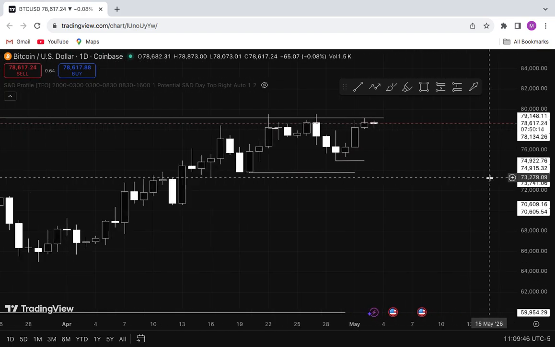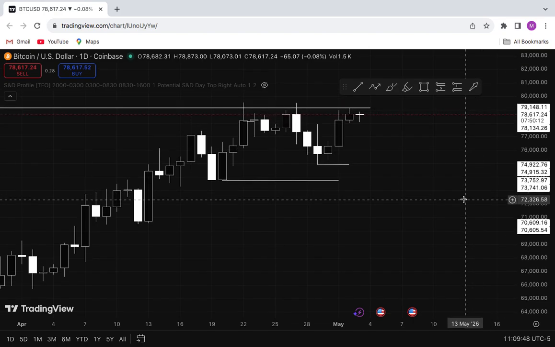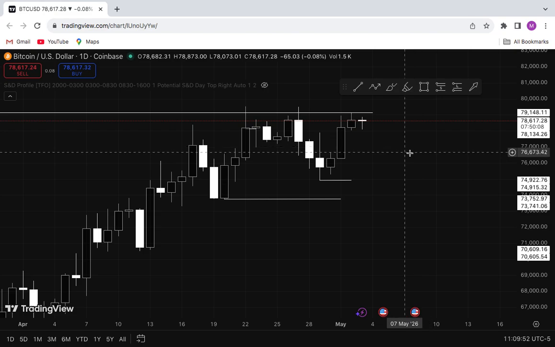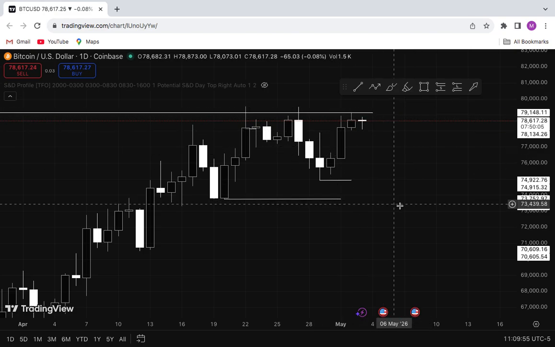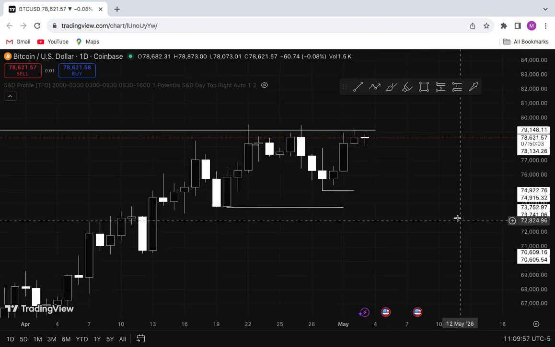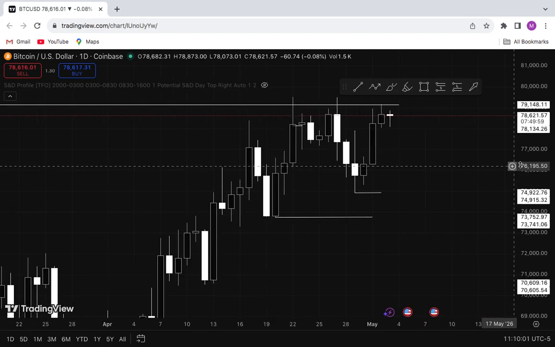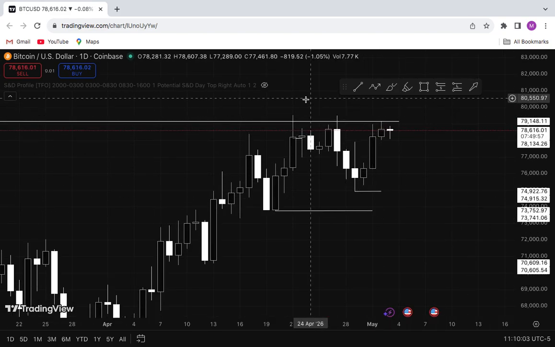Now, what do you want to see? You want to understand what price is doing. If price closes above, we are looking for more upside. If price rejects and closes below, we are looking for more sell opportunities. Price is actually reacting at this key level.